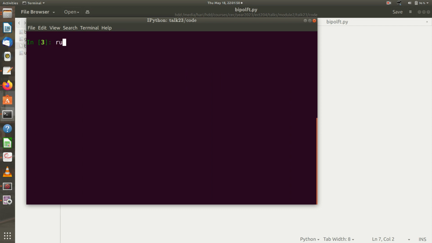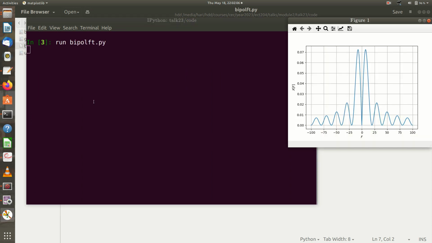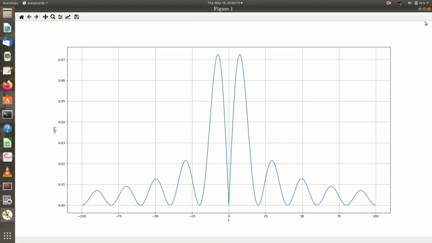So here if I run, this is the bipolar pulse. Now you can see the spectrum, or the Fourier transform, like this. Since there is a multiplication by sin(pi fT), which is 0 at f equal to 0, you can see that X(f) is 0 at f equal to 0. So that means the DC component in it is 0.